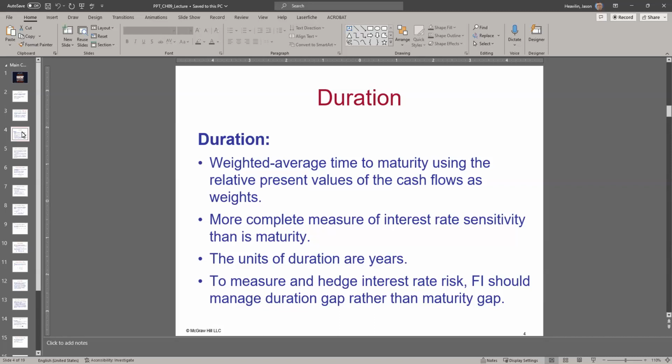So by definition, it is the weighted average time to maturity using the relative present value of the cash flows as weights. We will see the formula in a moment. It is a more complete measure of interest rate sensitivity than maturity is. The units of duration are years. To measure and hedge interest rate risk, financial institutions should manage duration gap rather than maturity gap. So what are we saying there? Let's do a recap. Duration is a calculation you do, and it gives you a factor.